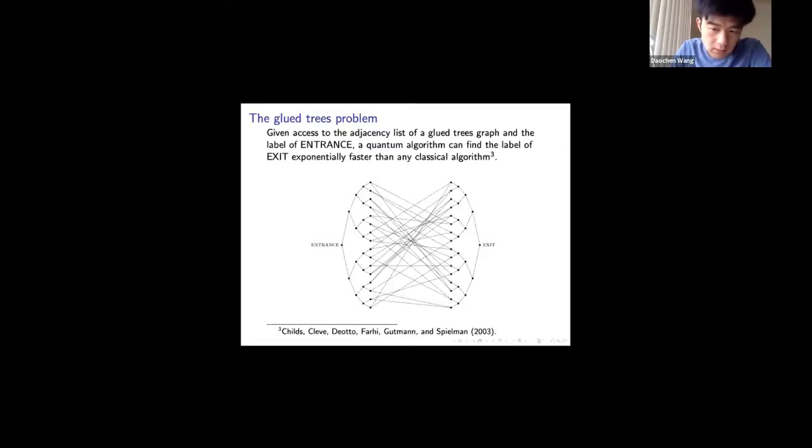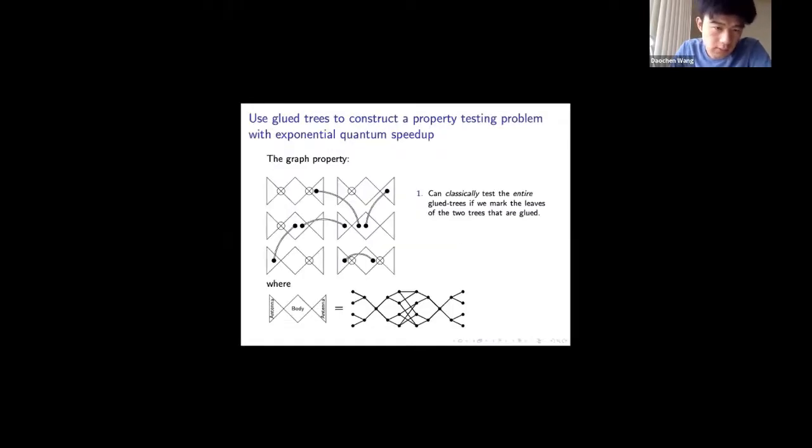What we can do, however, is use the glue trees problem to construct a property testing problem with exponential quantum speedup. And the property we want to test is whether an input graph looks something like what's drawn on the left here, or whether it is constant far away from that. So note that each of these candy-shaped subgraphs looks like a glue trees graph, but with what we call 2 antennas attached to the left and to the right.